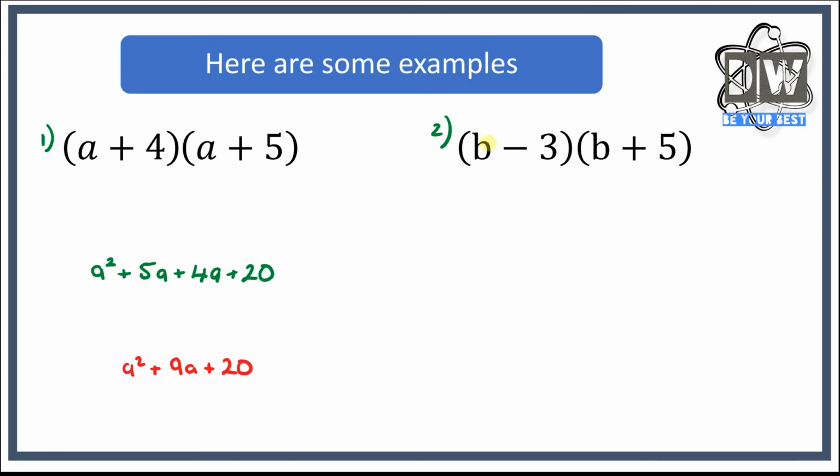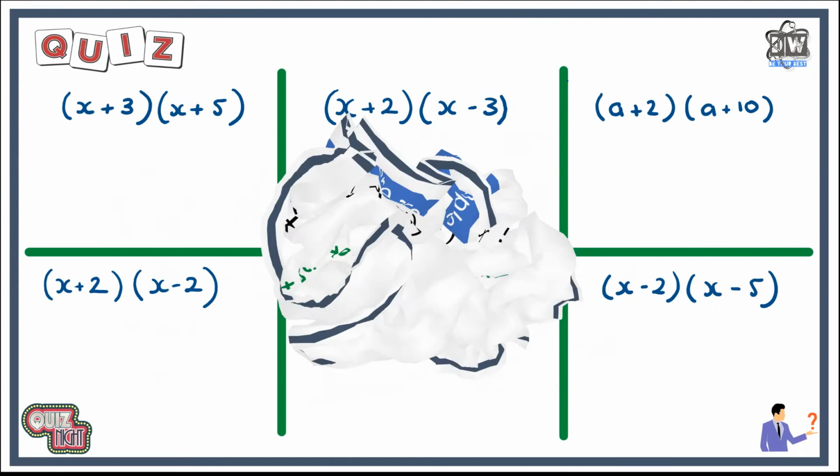So first up, we've got b times b, which should give us b squared, and b times 5 gives us 5b. Next up, we've got minus 3 timesing by b gives us minus 3b, and minus 3 timesing by 5 gives us minus 15. We're going to add those like terms now. So I've got like terms being 5b minus 3b is going to give us 2b. So put them down there, make it as small as you can, collecting those like terms, and that's as far as you can go. Hopefully you've done those really well, and now it's time for the quiz.